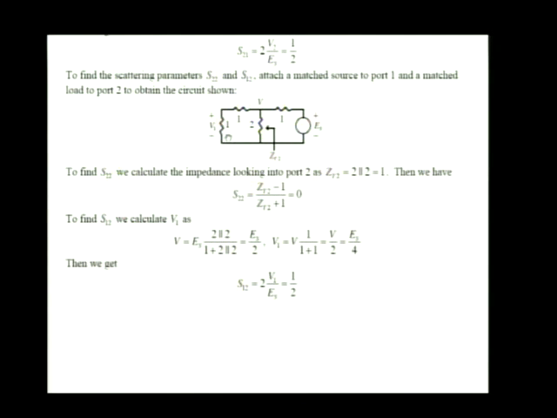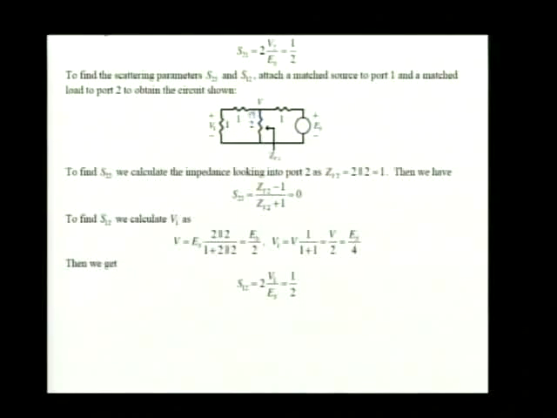Let me first find the voltage V at this point, the voltage at this node, or the voltage across the 2 ohm resistor, or the voltage across the 1 plus 1 here. First find V, and then find V1 in terms of V. Okay, V. Well, I can use a voltage divider for the source voltage in order to find V.